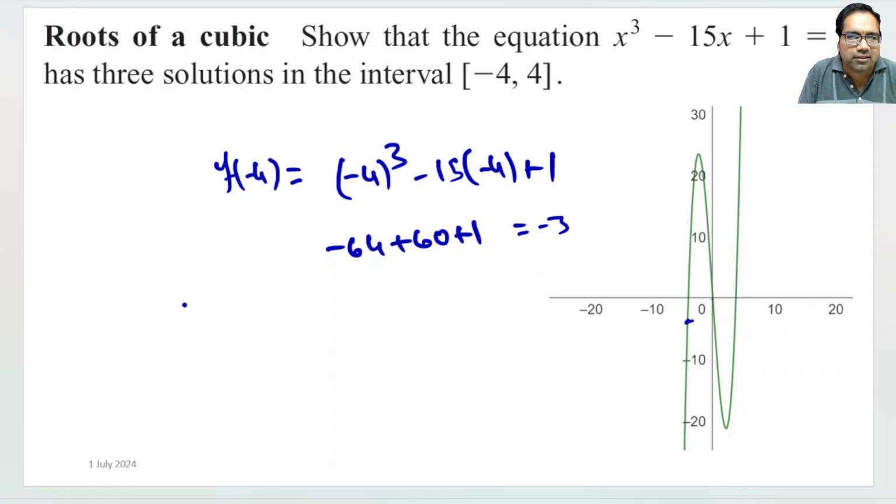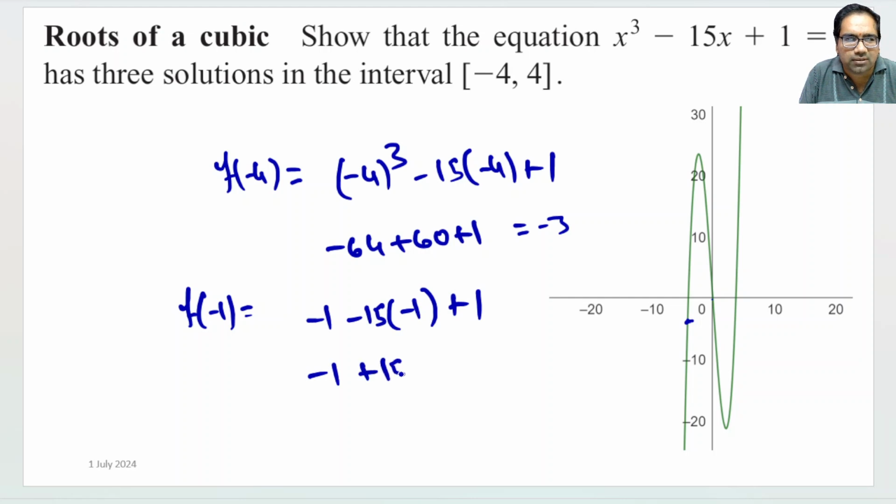And let's say f of minus 1 now. What is it? This is minus 1 cube minus 15 into minus 1 plus 1. This means minus 1 plus 15 plus 1. This is equal to 15. That means f of minus 1 is equal to 15. This is somewhere here.